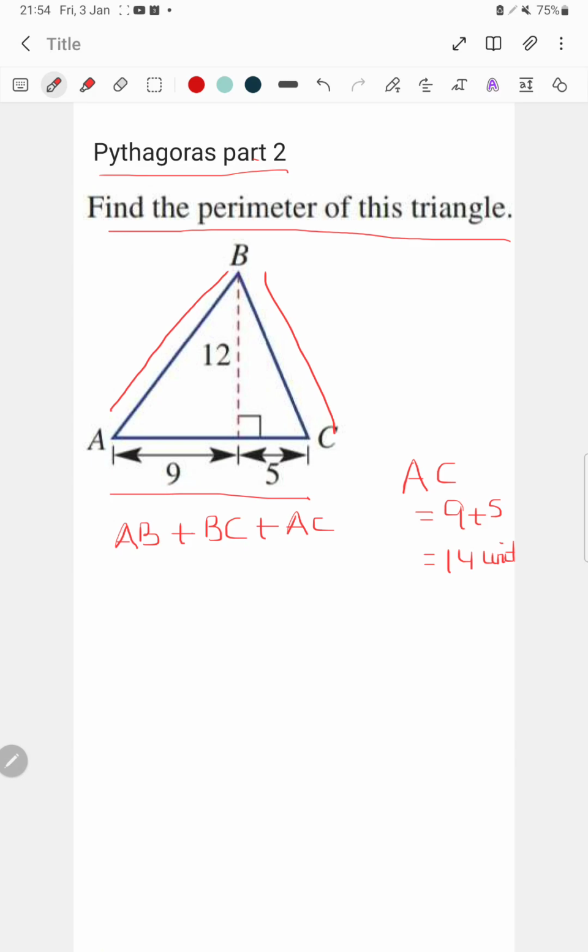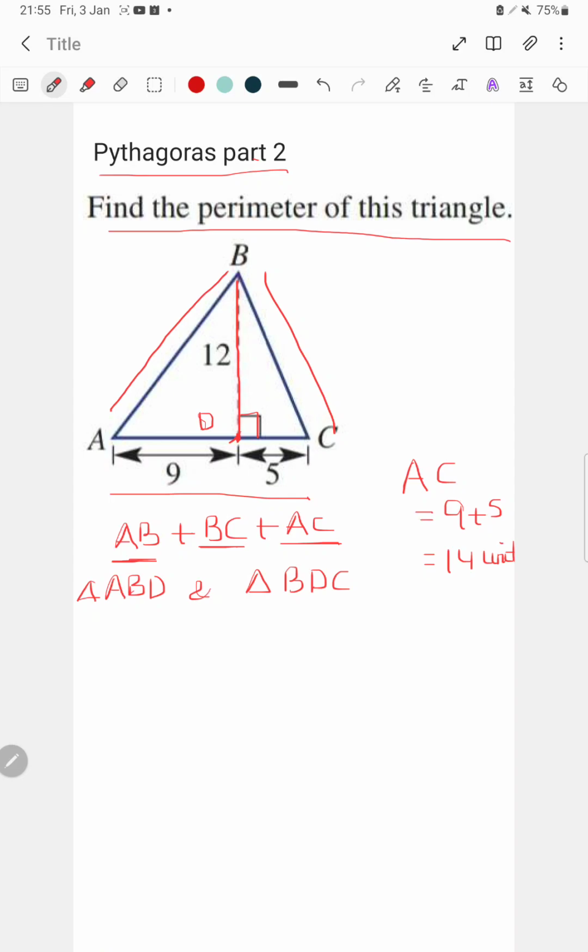Then we are given this straight line here, which is making an angle of 90 degrees with the base, and let's say this point is D. So now this whole triangle ABC is divided into two parts. One is triangle ABD, and the other triangle is triangle BDC. If I have to find the perimeter, AC is already calculated. We need to find out AB and BC.